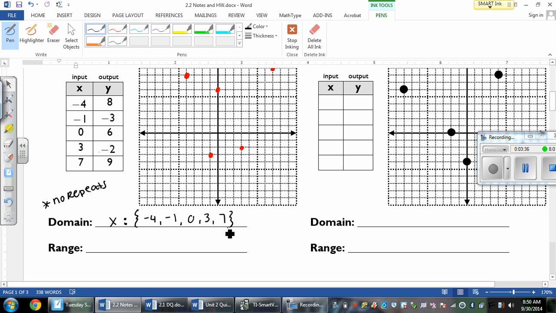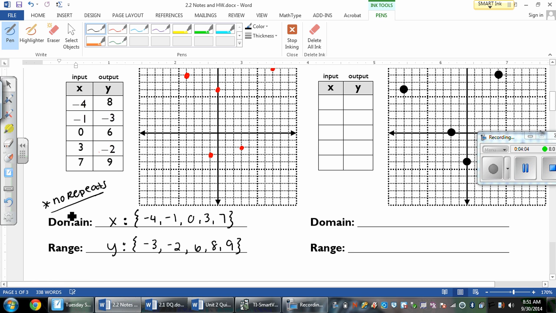Now similarly, I have to do the range. Since the range is y, I'm going to do y, colon. I'm going to start with the bracket. And then again, I'm going to list them in increasing order. So I'm going to start with the smallest y value, which is negative 3. And then I'm going to increase. And again, no repeat. So I go from negative 3, negative 2, 6, 8, and 9.